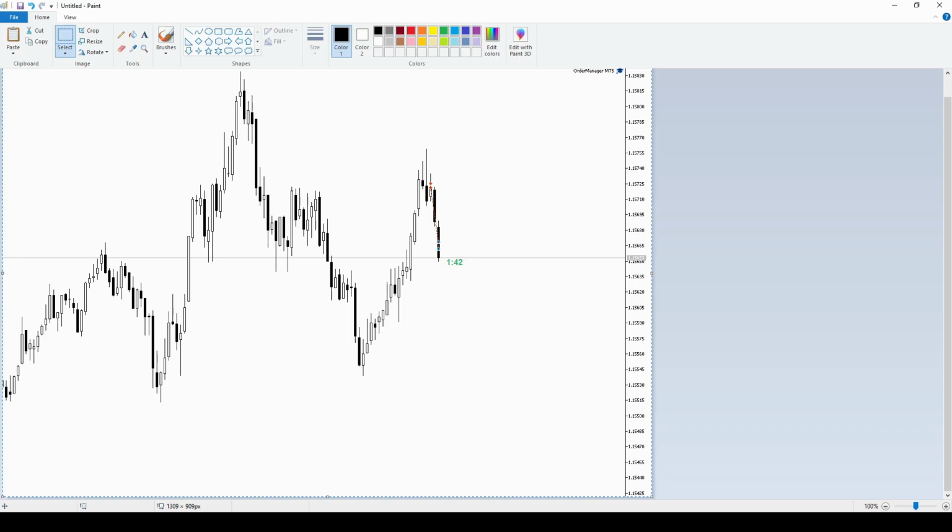So what do we have to do? We have to control our emotion. We have to control being greedy. We have to control that, otherwise we can't make money. So don't be greedy, because the market repeats and applies the same patterns every single day, guys.